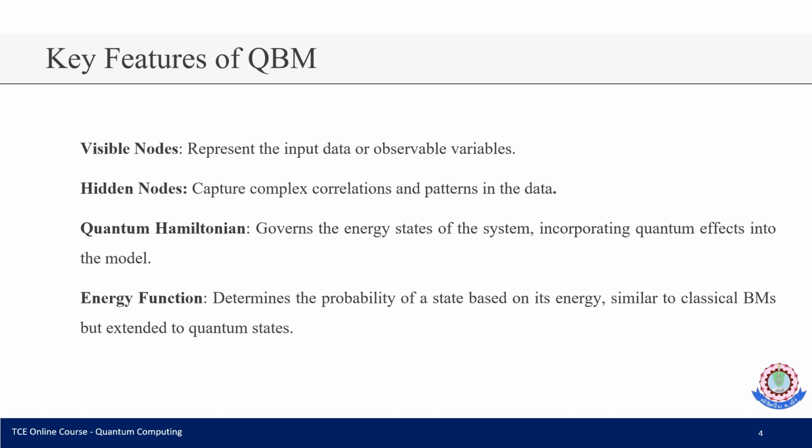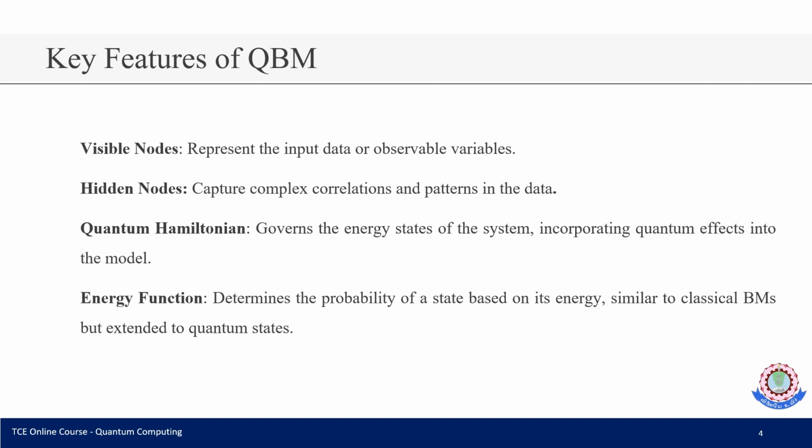The key features of QBM: visible nodes represent the input data or observable variables. Hidden nodes capture complex correlations and patterns in the data. The quantum Hamiltonian governs the energy state of the system, incorporating quantum effects into the model. The energy function is very important here. The Hamiltonian means that the energy function and the state of the system can be inferred.